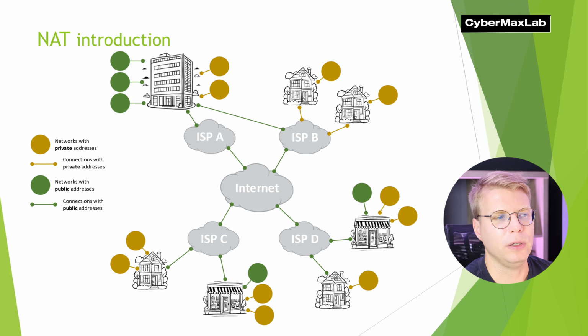This is just a general topology diagram for the internet, which consists of different networks, private and public, but the internet itself talks only on public addresses. It means the green networks can communicate via green links because they are publicly routable. All the brown bubbles need to be translated by some device, which is usually a firewall, and this process, when a private address is translated to a public address, is called network address translation.